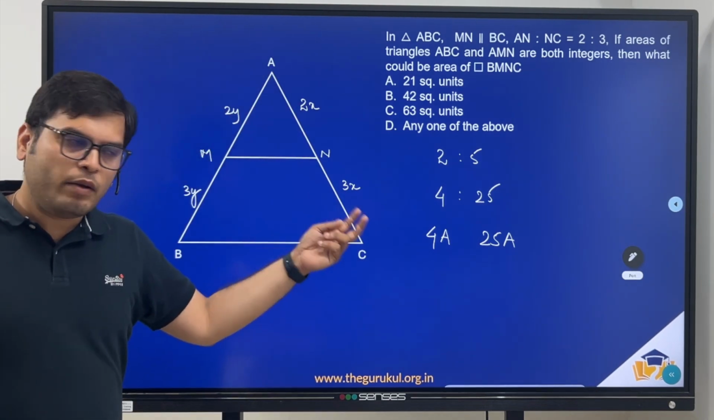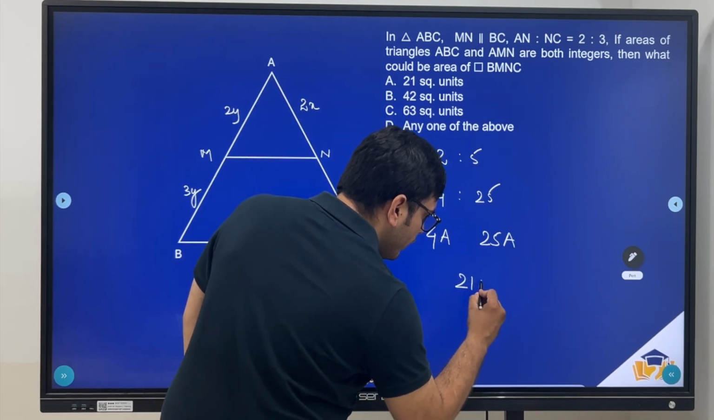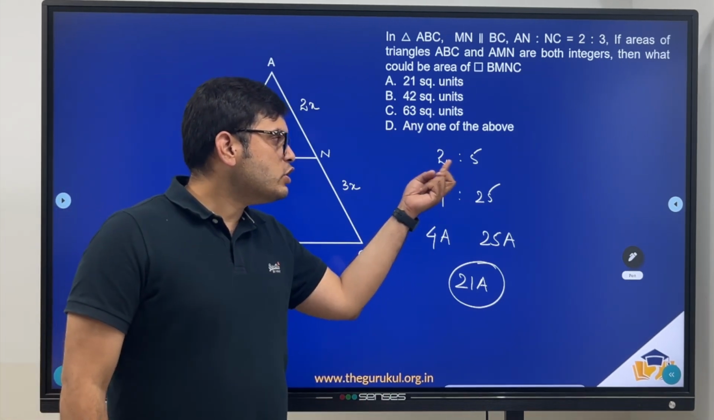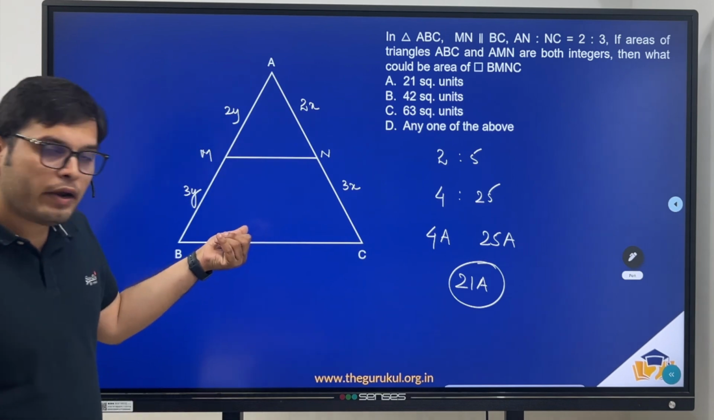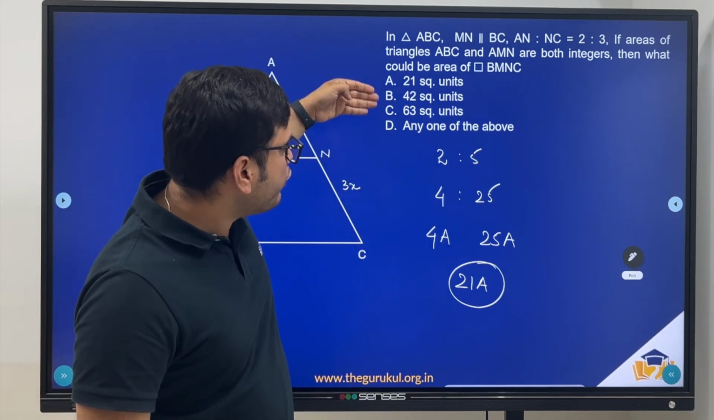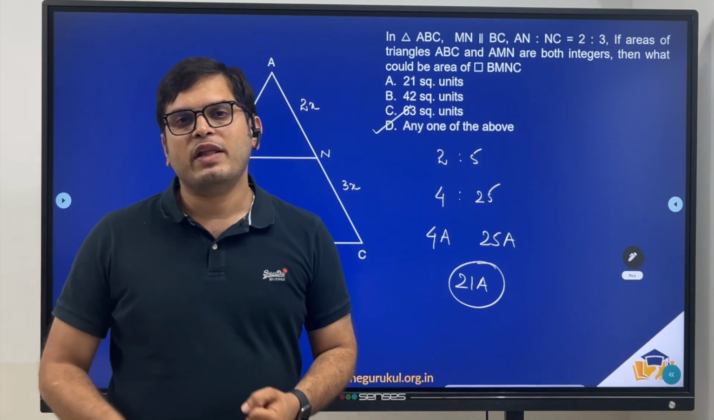Now how can we get the area of this quadrilateral? Area of the larger triangle minus area of the smaller triangle. So 25a minus 4a, 21a, right? And given that these two are integers, this should also be an integer. So the area of the quadrilateral should be a multiple of 21. So that could be 21, 42 as well as 63. So any of the above should be the answer to this question.